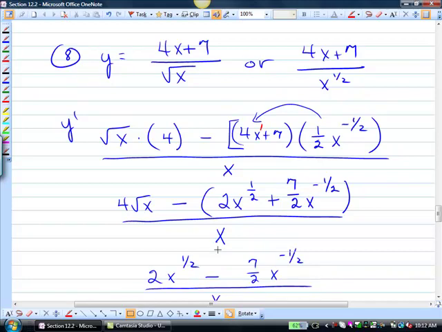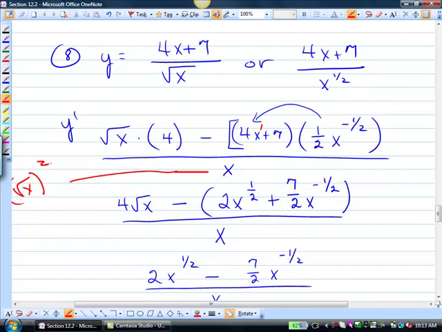Yeah, it was the square root of x squared. So that just became x on the bottom. Okay? When you do the quotient rule, the bottom, it's like this. That had been the square root of x squared. So it became x. Okay?